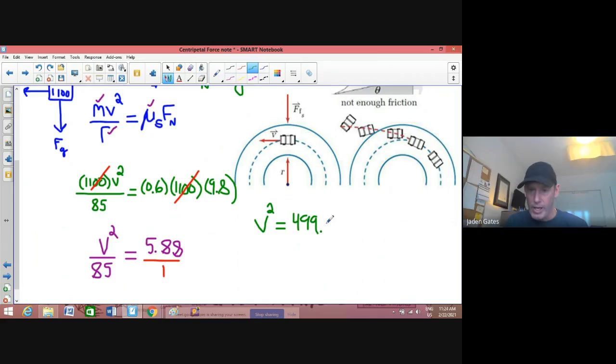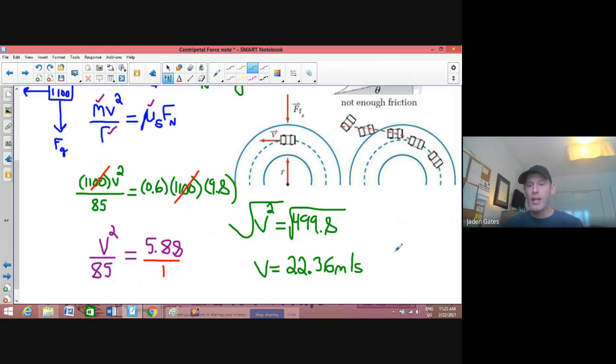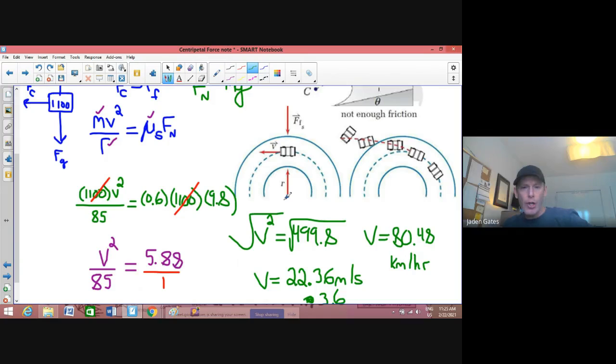which, square rooting both sides and rounding to 2 decimal places, is 22.36 meters per second. That is the maximum velocity in this scenario that you could go without skidding off the road. Just a little note: if I want to put this in kilometers per hour, you times it by 3.6. Just for curiosity's sake, that's only 80.48 kilometers an hour, and that would be the maximum speed you could go before your centripetal force exceeds the force of friction. So what do they do to fix this situation?